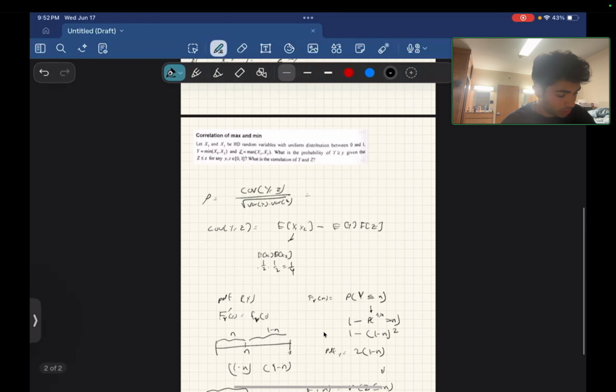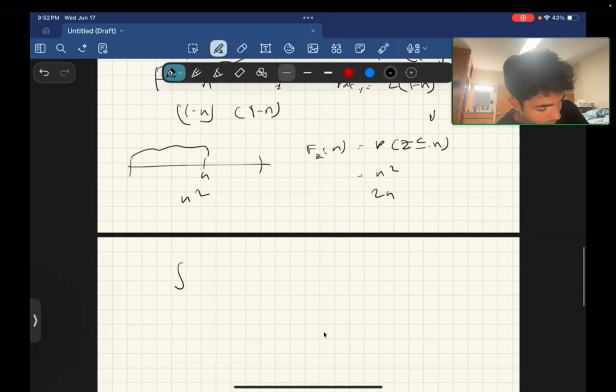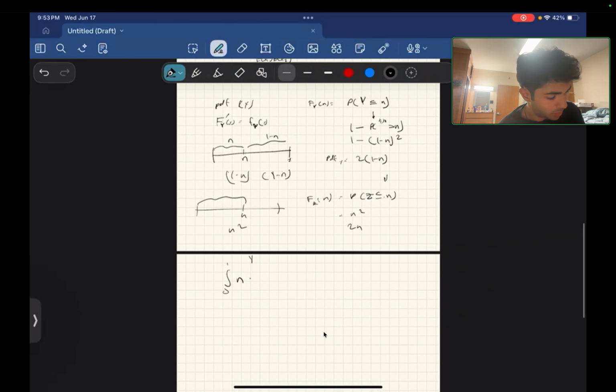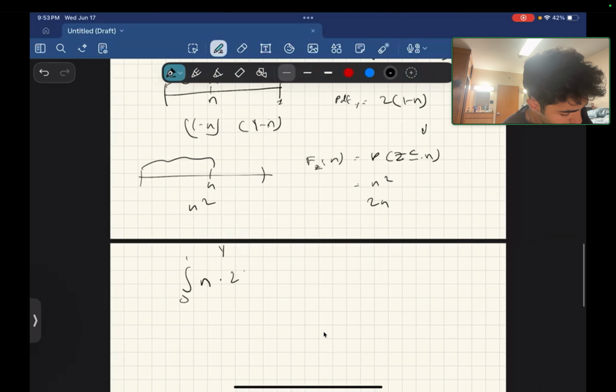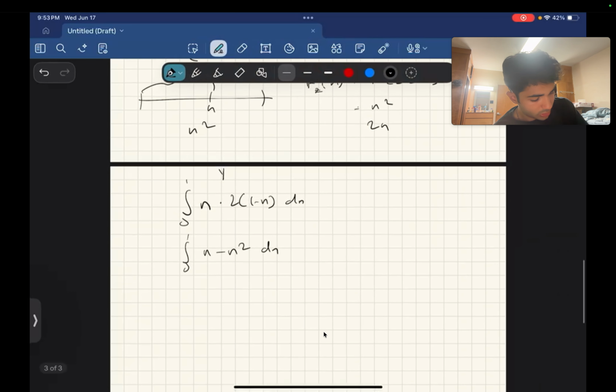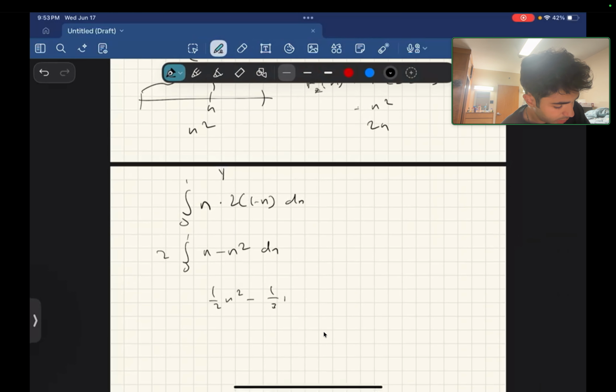The expectation of this will be the integral across the support from 0 to 1 of the value at the support we're currently at. So n times, this is for the y case first, the PDF at that point, which will be 2 times 1 minus n dn. Take out the 2, and the integral from 0 to 1 of n minus n squared dn. Get 1/2 n squared minus 1/3 n cubed from 0 to 1, times 2. So you get 2 times 1/6, which is 1/3.